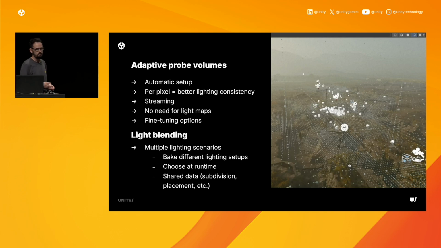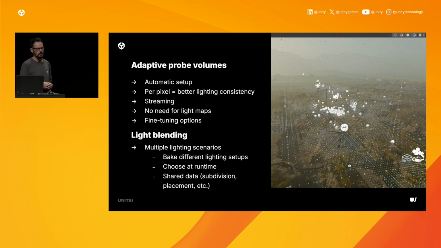It's per pixel lighting, meaning that the lighting consistency would be ideally better. It has streaming capabilities, which is great for performance. Obviously, you don't need light maps. You don't need extra UV sets. You don't need to create textures for lighting information, which is good when you have hundreds of assets. And if the automatic setup doesn't work for whatever reason, you can always fine-tune things. I don't think we ever had to do it, but you have tools to do it.